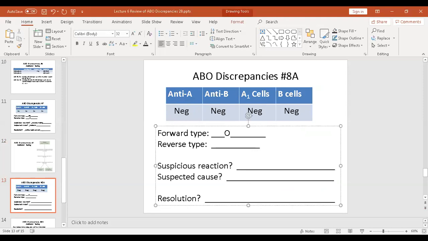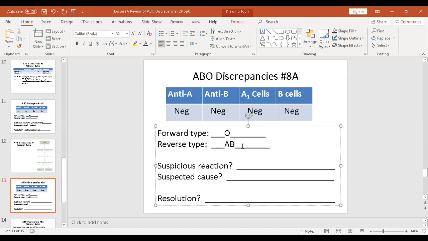All right. We look at reverse typing. Oh no, we see negative with A1 and negative with B. Type O should have both anti-A that's reacting here and an anti-B that's reacting here. So this is a discrepancy. The reverse typing looks like this patient has no antibodies, and so they are reverse typing as AB. So that's a discrepancy. How do we know what's our suspicious reaction in this case?